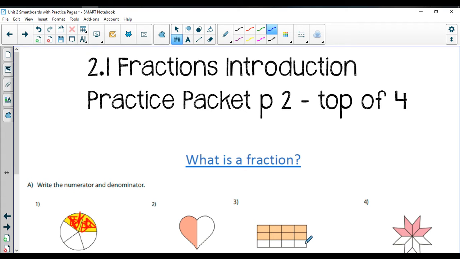This is lesson 2.1, Fractions Introduction. We are in your practice packet, and we're going to start on the top of page 2, and we're going to go through the top of page 4 on this one today.